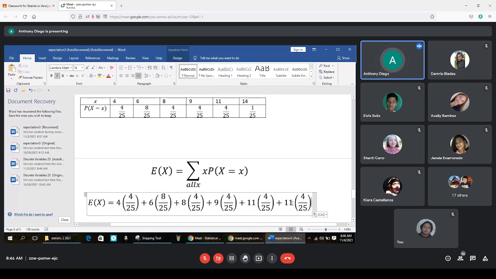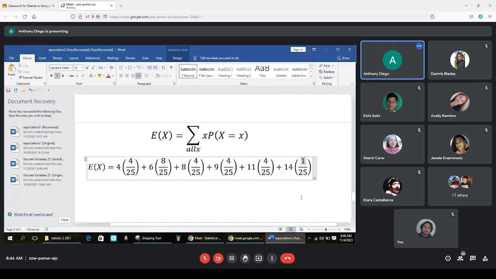So the other one will be 14 and 1 over 25. So the expectation, to make it very easy, let's only multiply the top and keep the denominator. We won't simplify, just multiply the top.